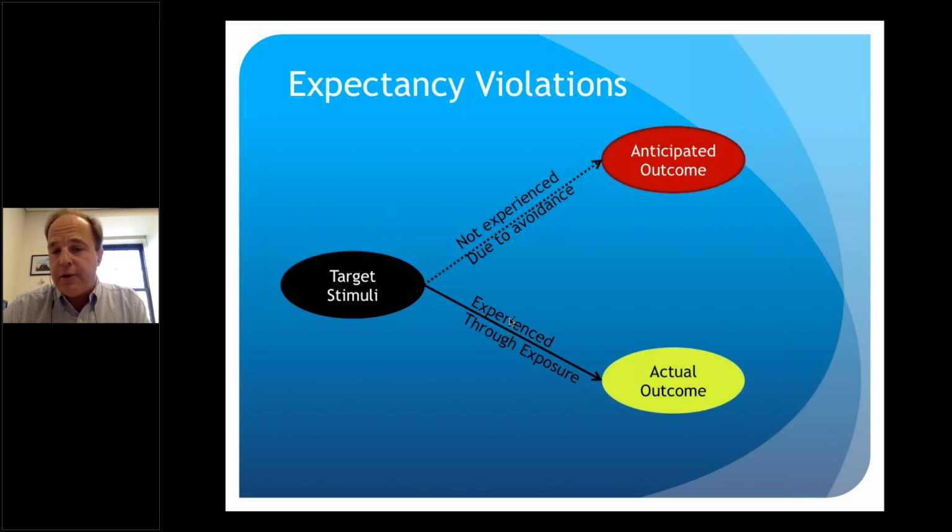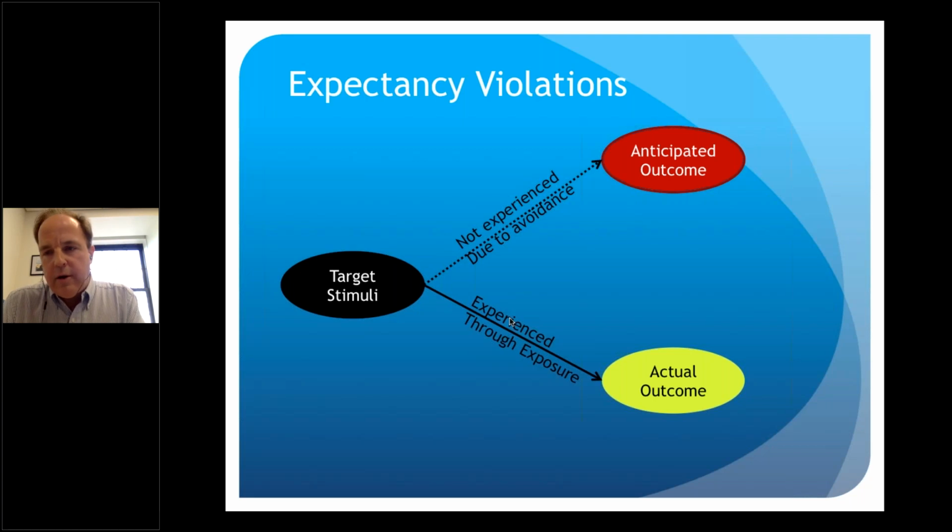In the course of exposure therapy, it can sometimes be designed in such a way that the actual outcome is at variance from the predicted or anticipated outcome. This is something that we all already are familiar with, and so expectancy violations, I think, comports most clearly with how most clinicians experience the practice of exposure.